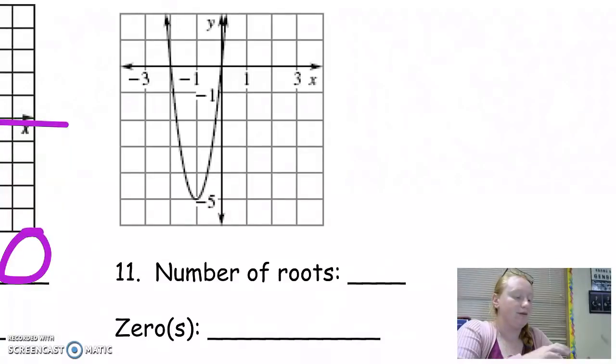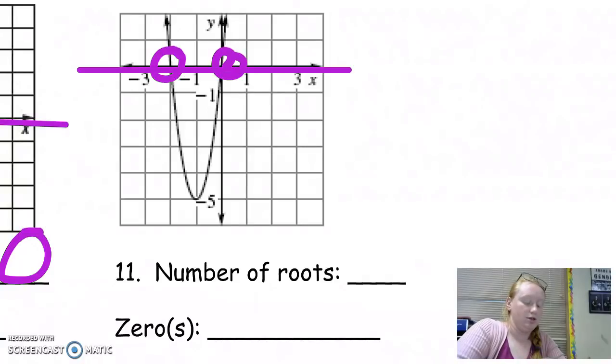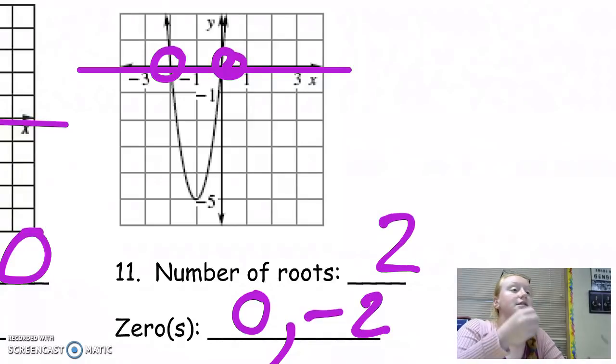Okay. This one right here, if I draw a line through, I hit twice. Once at the origin, so once at 0, and once at -2. There were 2 real roots here. These zeros, they don't get parentheses, okay? This represents 2 different points on my graph right now.